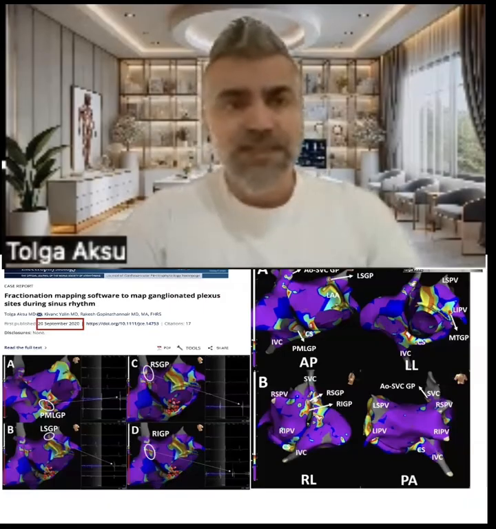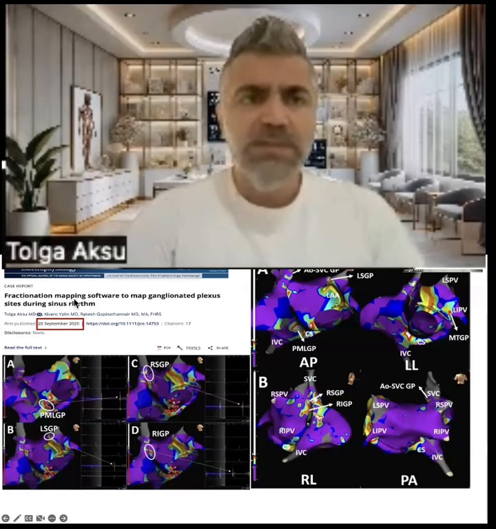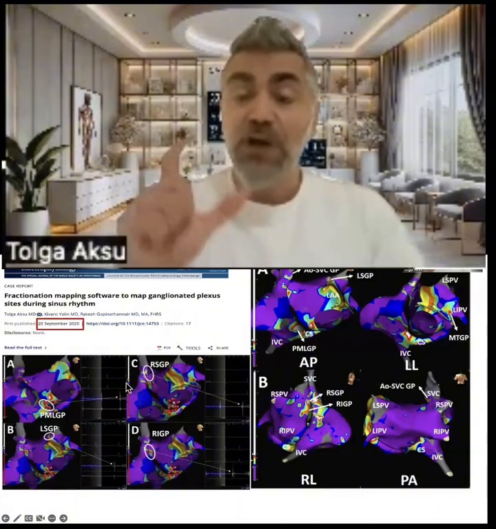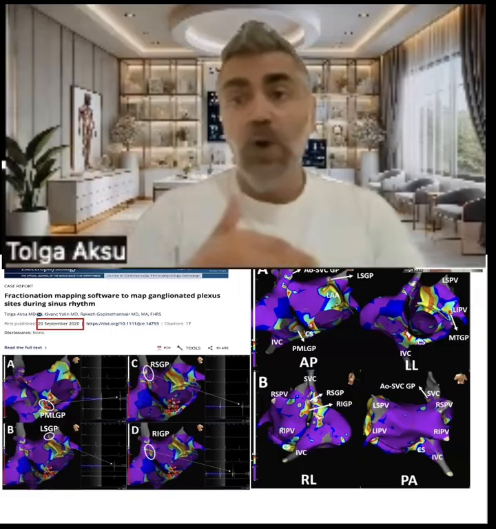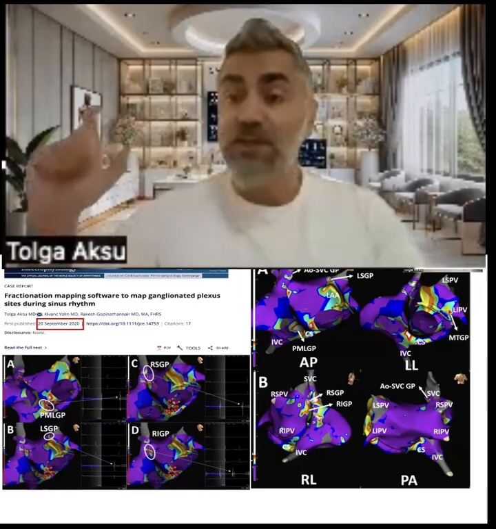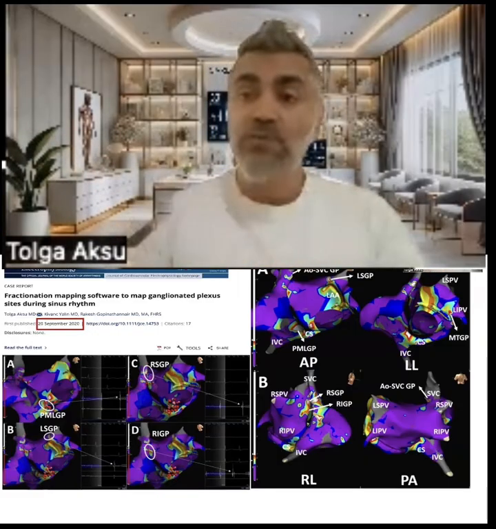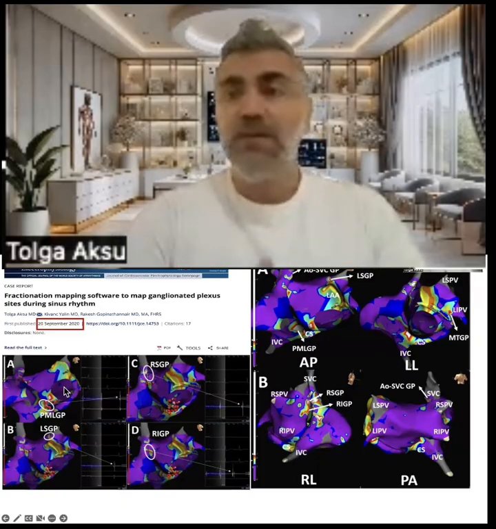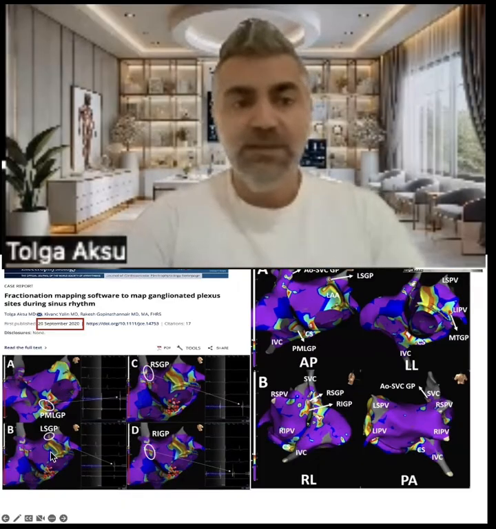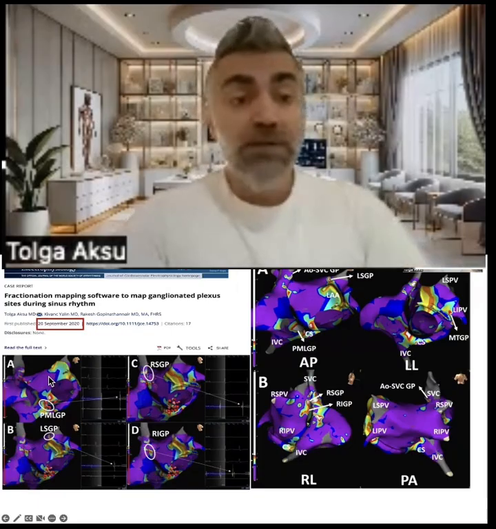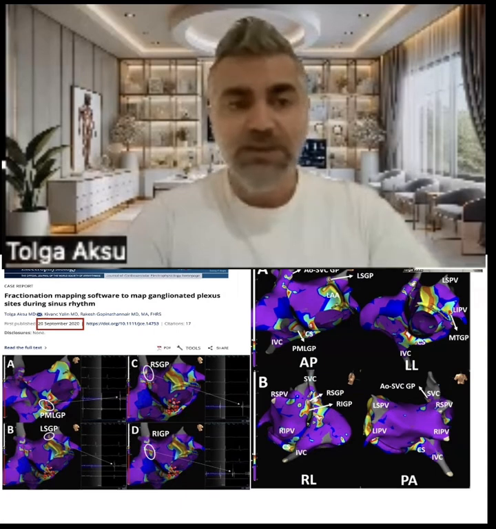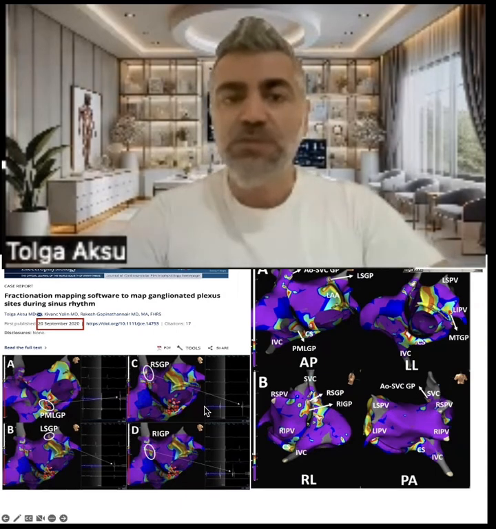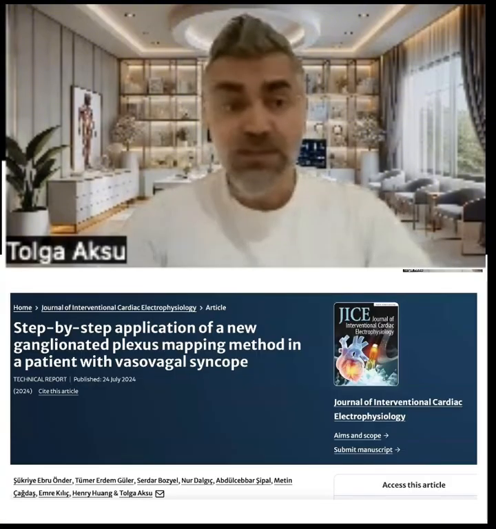I would like to briefly explain two software. The first one is fractionation mapping software. It tries to calculate the number of deflections. For example, if you select two as a fractionation score, the area with more than 2 deflections will be colored white, like in here. The purple area shows classical electrogram without deflection. And as you see in here, we can detect the localization of GP by using this software.